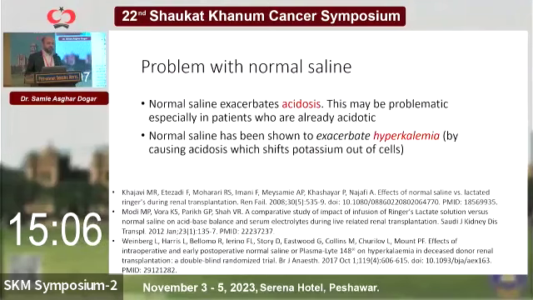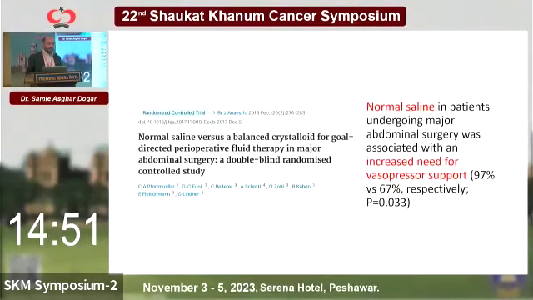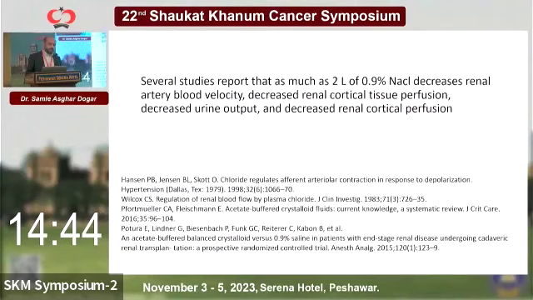So what are the problems in normal saline? There are two problems. It causes acidosis and it causes hyperkalemia. So this was a study in which they saw that the saline group required administration of catecholamines for circulatory support more than the ringer lactate group. This was another study which showed that in the patients who had normal saline, there was increased need for vasopressor support. Several studies report that normal saline as much as 2 liter decreases renal artery blood velocity, decreases renal cortical tissue perfusion, and decreases urine output.